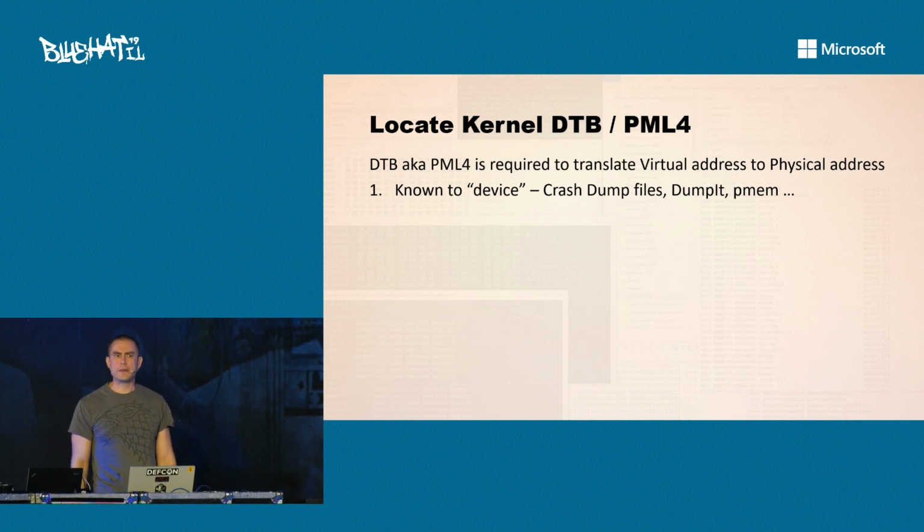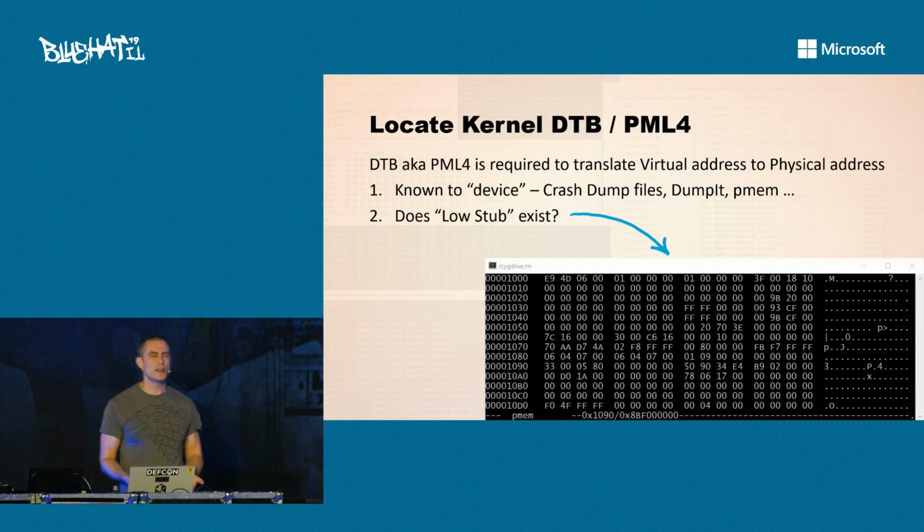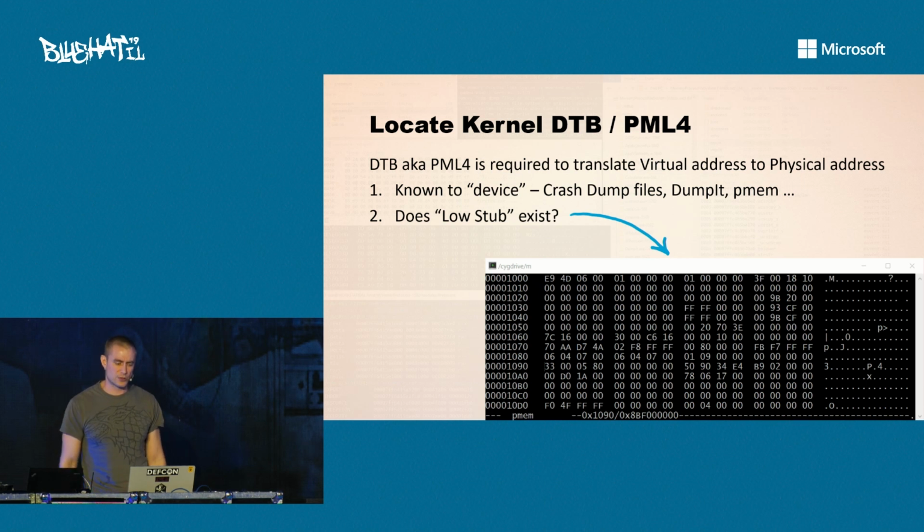But if we are using the FPGA or a raw linear memory dump, for example, we don't have that luxury, so we can look for something called the low stub. Initially, a couple of years ago, I didn't know what this was. I only knew it was super useful for my purposes. And it was a memory structure that was usually, not always, but usually located at offset 1000 in physical memory in hex.